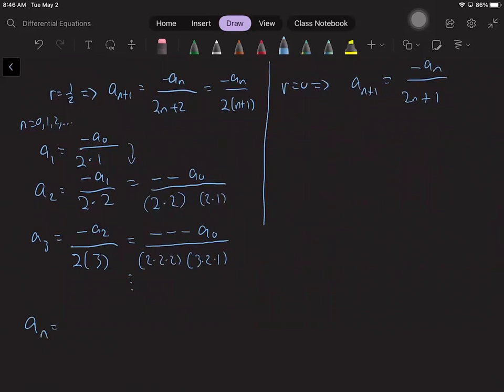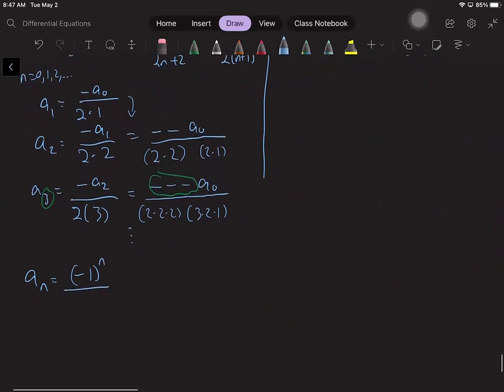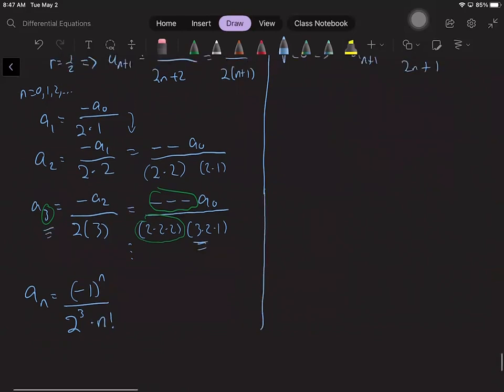So what's going on is, how many negatives do you have? You have (-1) to whatever number you're on. So when you're on a3, there were 3 negatives. Then you have just a bunch of 2's. So how many? Well, you have 3 of them when you're on a3. And then n factorial. You have whatever factorial you're on is the same as what the index is. Okay, so 3 factorial, a3. Okay, so that's that one.